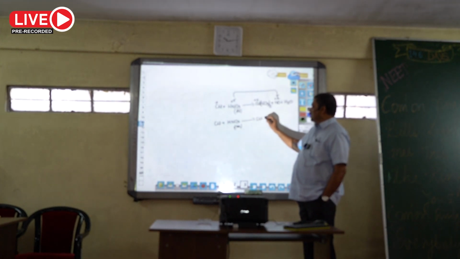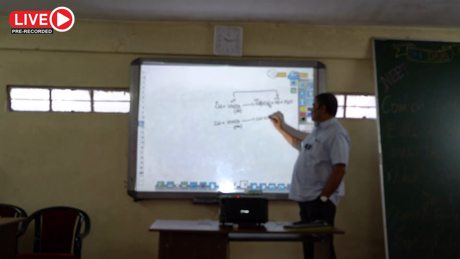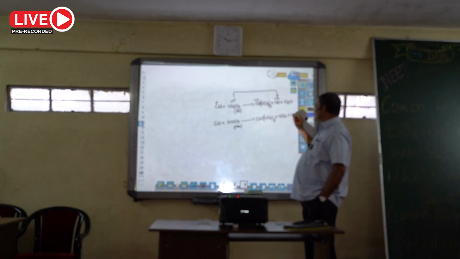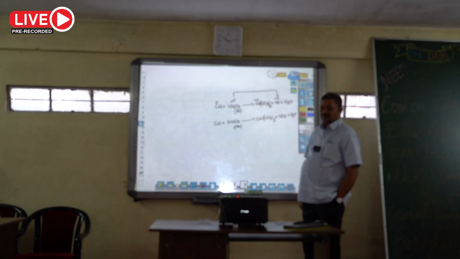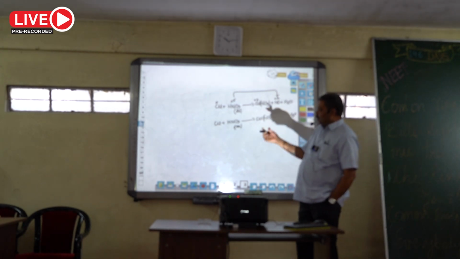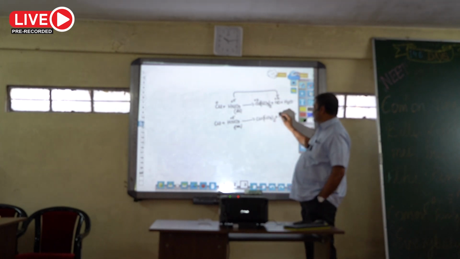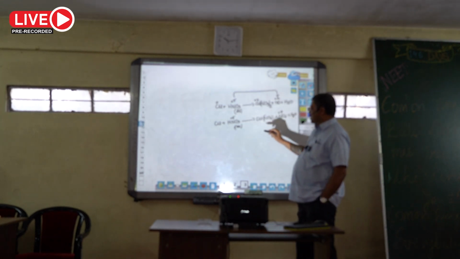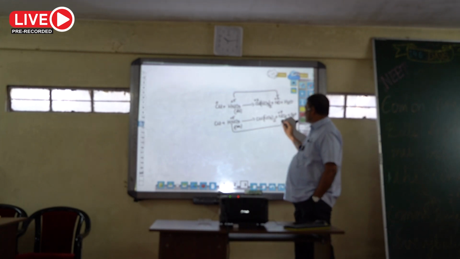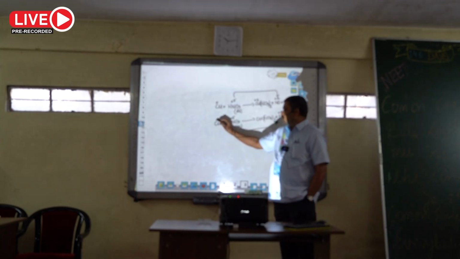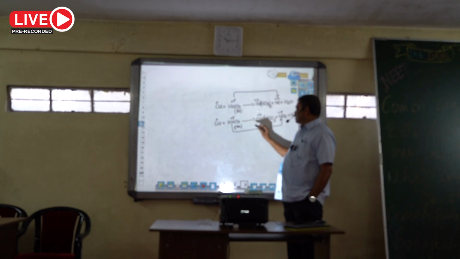Very good. Cupric nitrate plus NO2 plus H2O. Balancing part you can see later. +5 to +4, this is reduction. 0 to +2, this is oxidation.